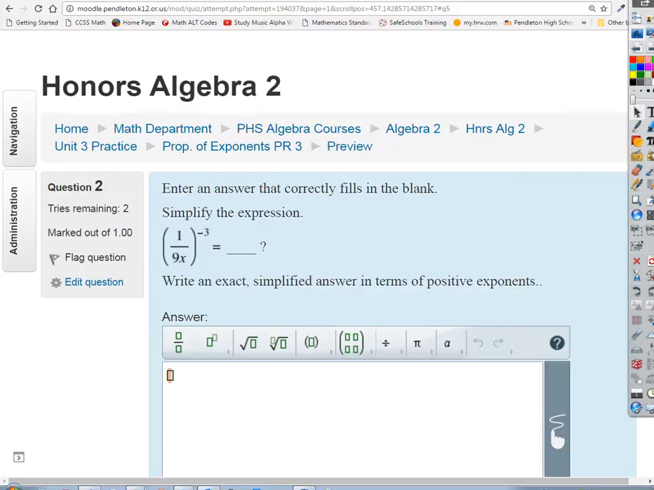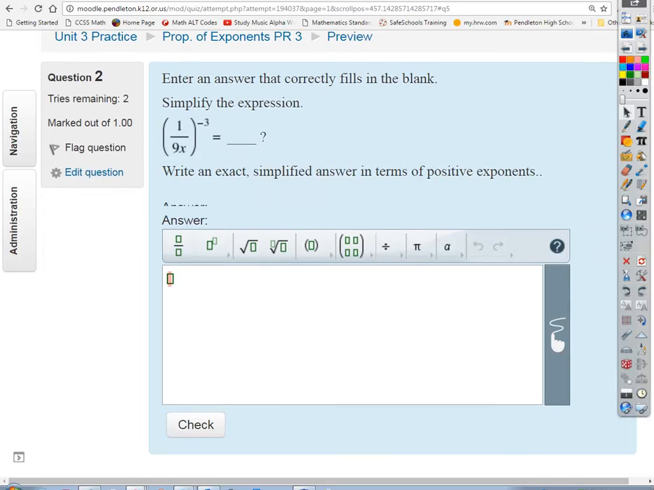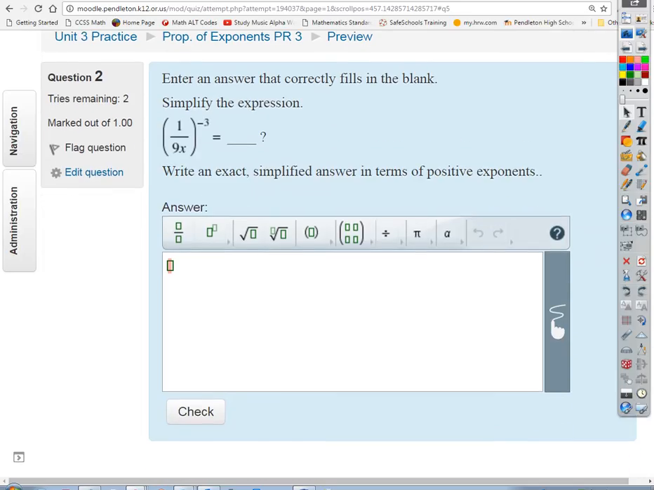A couple of these here. I'm not going to do all of them, but we'll just pick some representative ones and talk a little bit about how we're going to use properties of exponents here. What are we going to do? What do you think? What are some things we've got going here? There's a bunch of stuff going on.